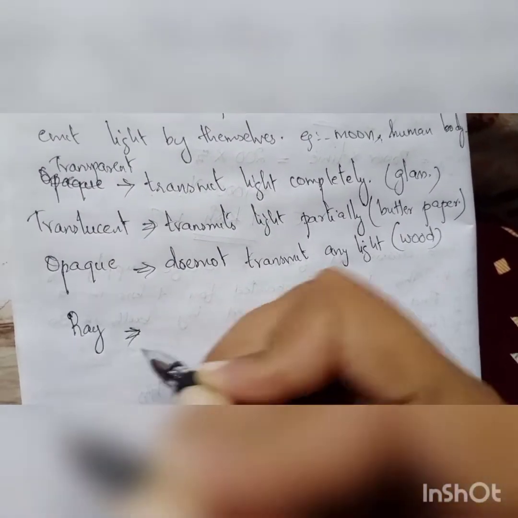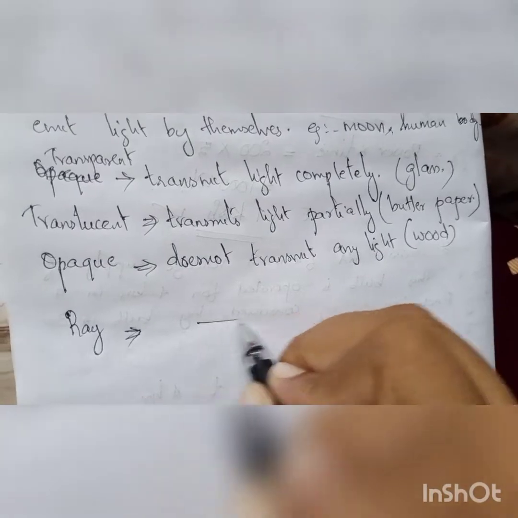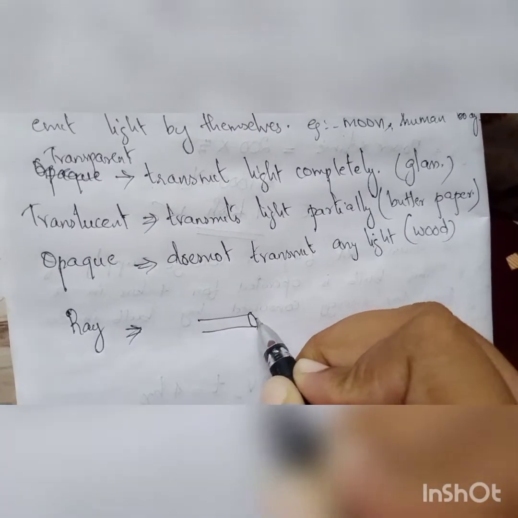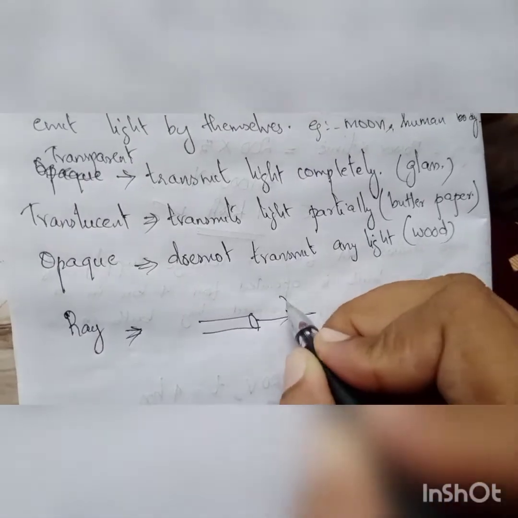And light is a ray. So what is a ray? Do you know what a ray is? For example, you take a laser. If we have a single light coming out, then it is called a ray.